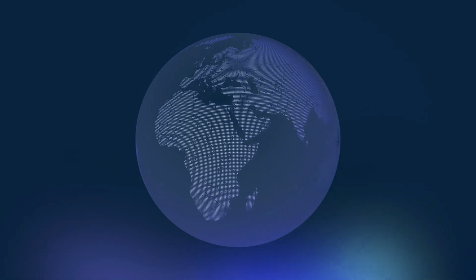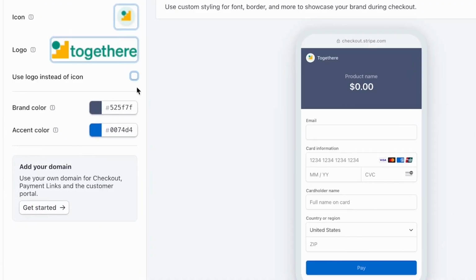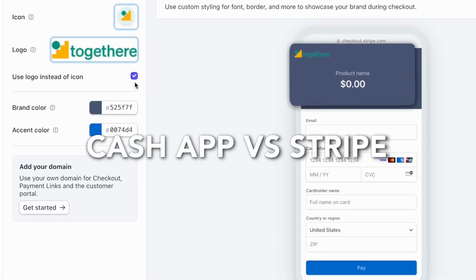Hey guys, I know I'm not alone when I say that in this day and age, having a reliable online payment platform, especially if you have a business, is super important. And thankfully for us, there are numerous options such as Cash App and Stripe.